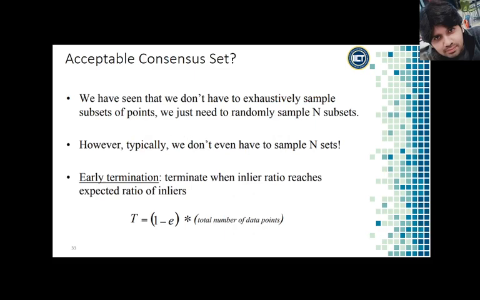So what is the acceptable consensus set? We have seen that we don't have to exhaustively sample subsets of points, we just need to randomly sample n subsets. However, typically we don't have to sample n sets. We can terminate early if we find a particular set of data points, or if we satisfy a particular condition of having a certain number of inliers in our iterations. So we can terminate when the inlier ratio reaches the expected ratio of inliers, which can be determined by this formula, which is the probability of outlier proportion multiplied by the total number of data points.